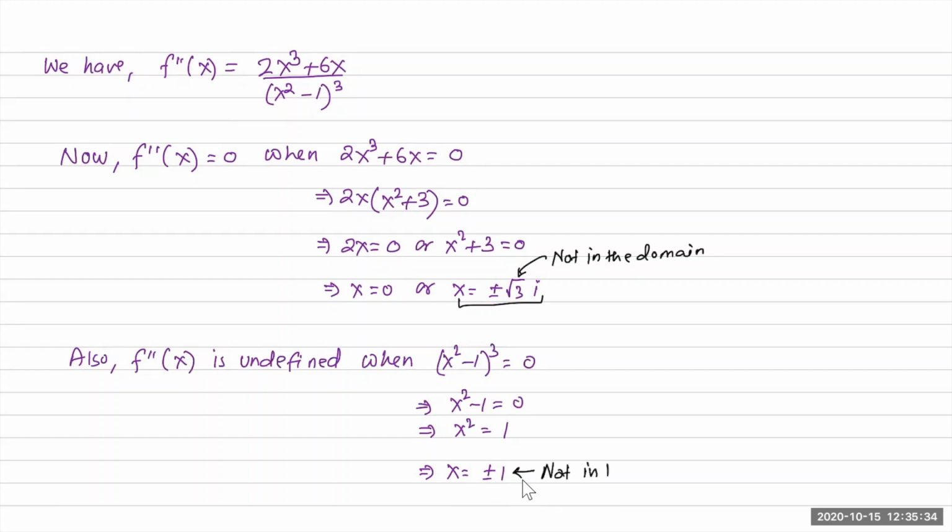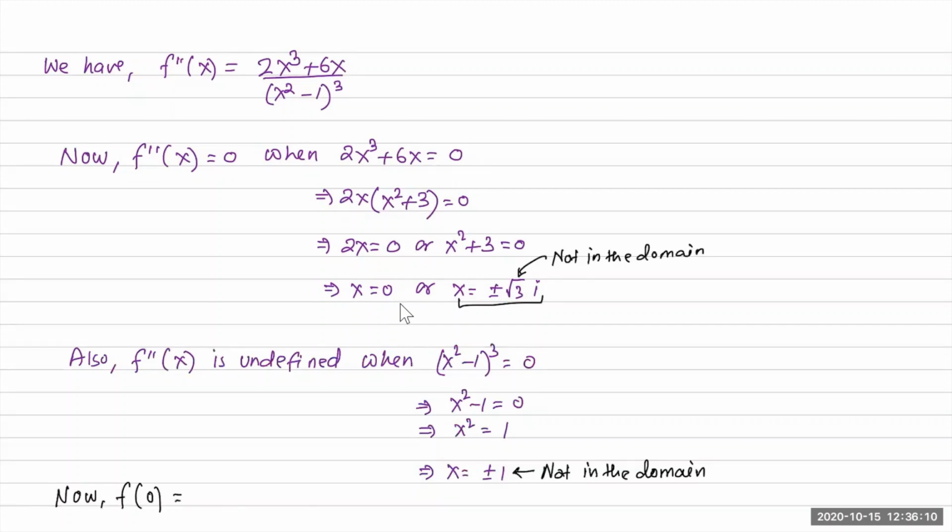Those two values are not in the domain. That means the only candidate for the inflection point is x equal to 0. So what is the inflection point? That is the point on the graph satisfying this condition. A point is written in the form x comma y. So you have x equal to this one, and in order to find the y, you have to plug into the original function.